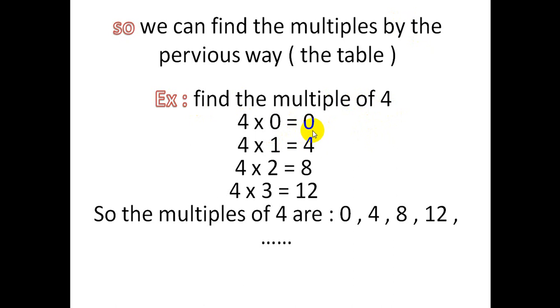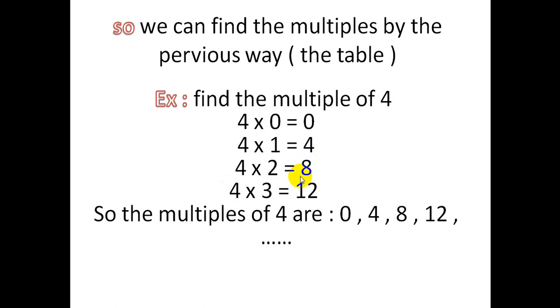The first multiple is 0. Okay, jump. 4 times 1 equals what? 4 times 1 equals 4. So I get the second multiple. Okay, I have another multiple, of course. 4 times 2 equals 8.